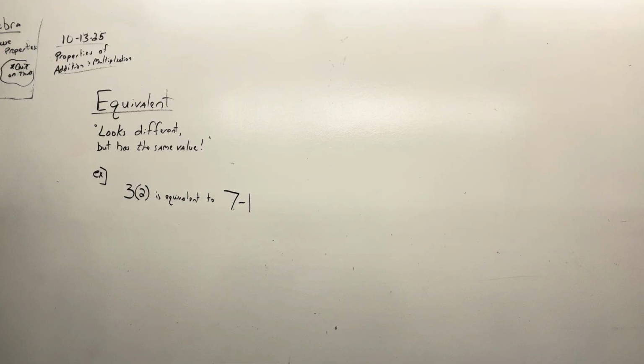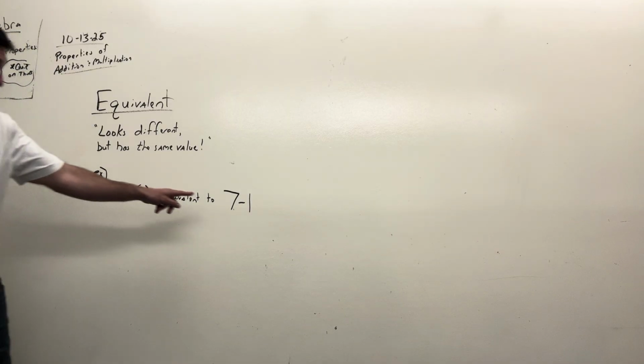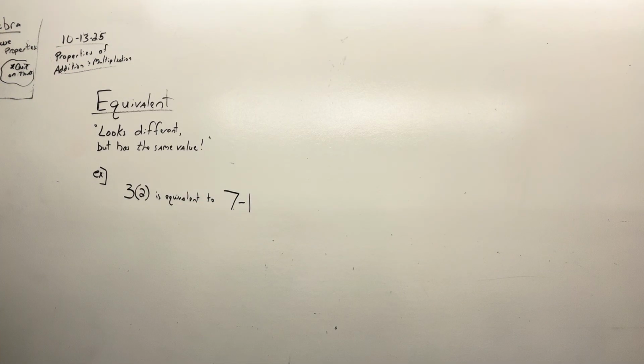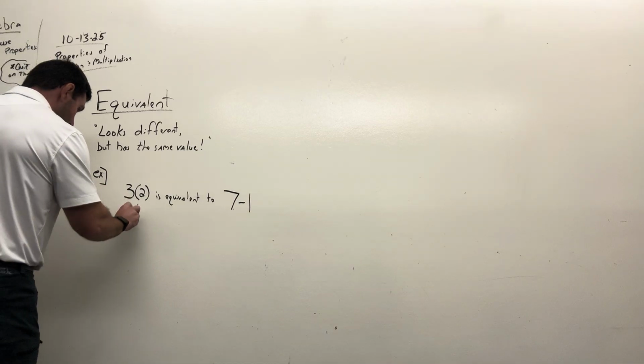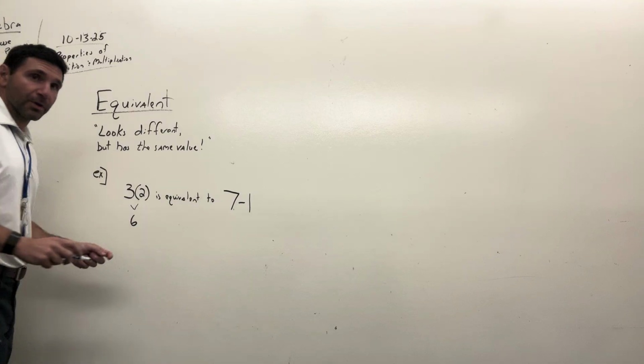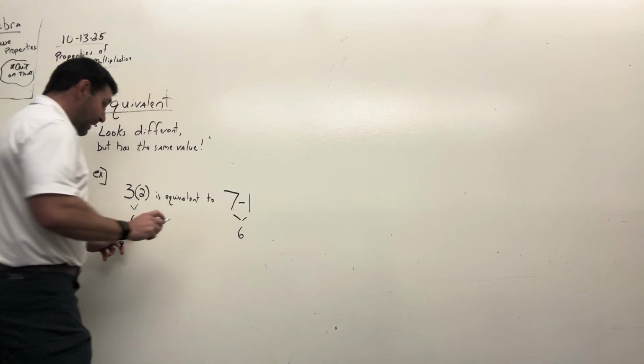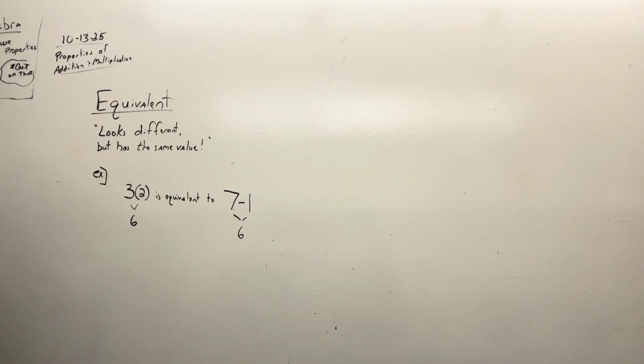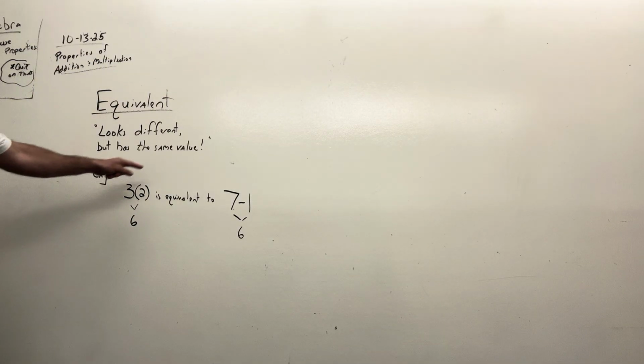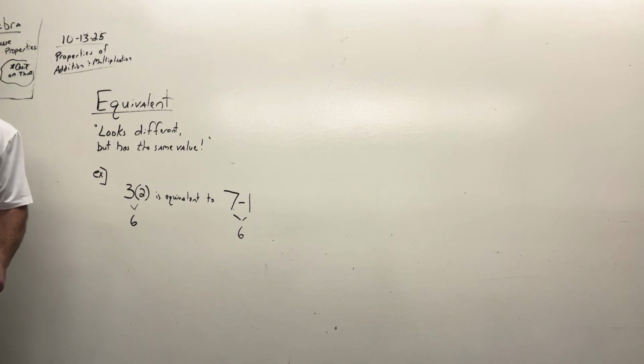Okay. This expression is equivalent to this expression. Okay? Equivalent means that when we simplify it, it will have the same answer. What is 3 multiplied by 2? 6. Yeah. So that has a value of 6. What's 7 minus 1? 6. They have the same value, but 3 times 2 is very different than 7 minus 1, right?